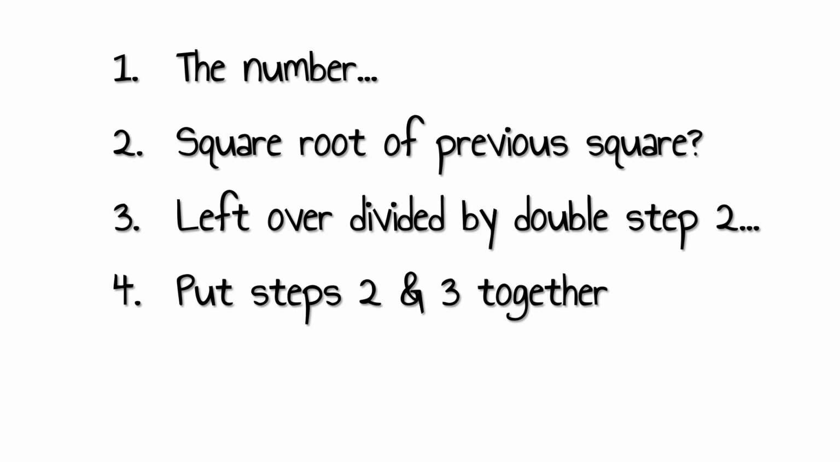Now, these steps might not sound all that clear, so let's just go through some examples to hopefully make it more clear. Firstly, we're going to start with a number. So our number is 32. We want to know the square root of 32. Well, hopefully we realize that 6 times 6 is 36, so it has to be less than that. So we choose the square root of the previous square.